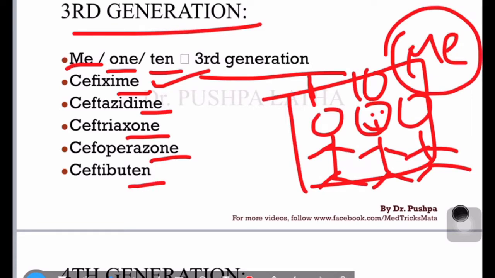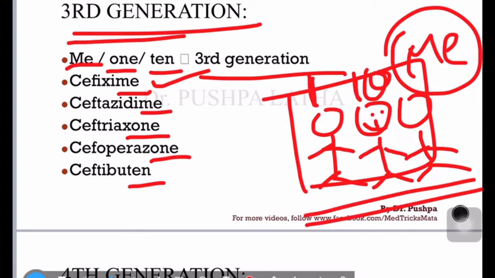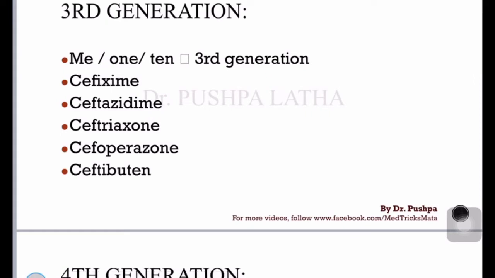Remember, one person will say 1, 10, and Me. Why did I say only 3 people? Because we are talking about the third generation, and it has 3 keys. They are Me, 1, and 10. That's it. I hope it's clear now.